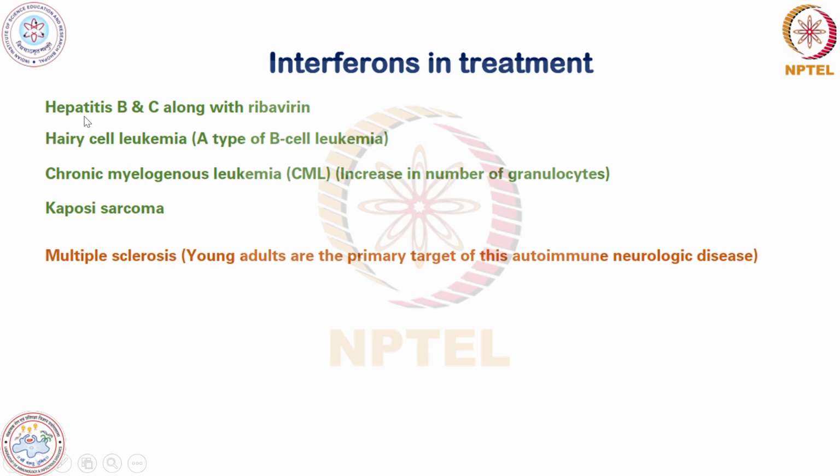See in this slide, hepatitis B and C, along with the ribavirin, interferons can also be used in the case of hairy cell leukemia, that is a type of B cell leukemia. In chronic myelogenous leukemia, CML, also we can use this interferon. In Kaposi sarcoma also we can use. In multiple sclerosis also we can use this interferon.